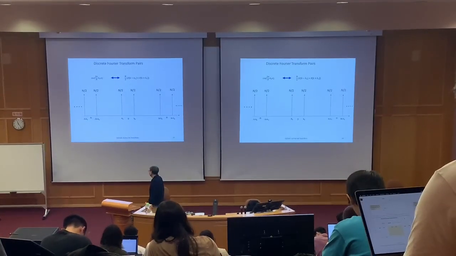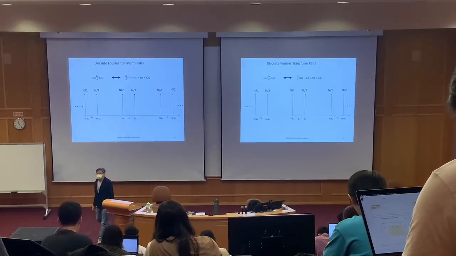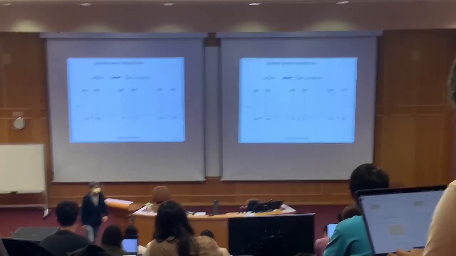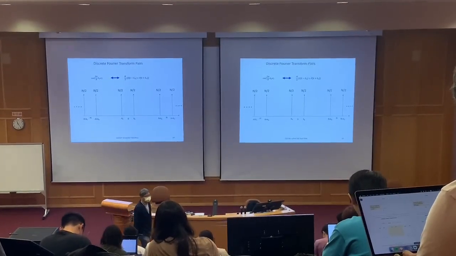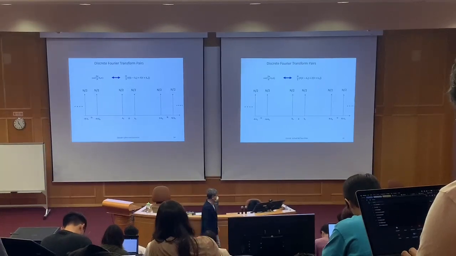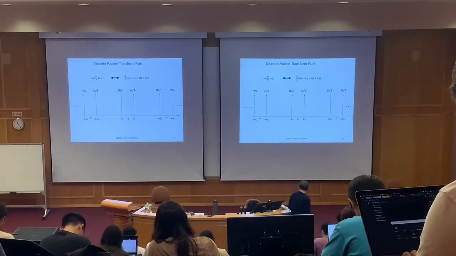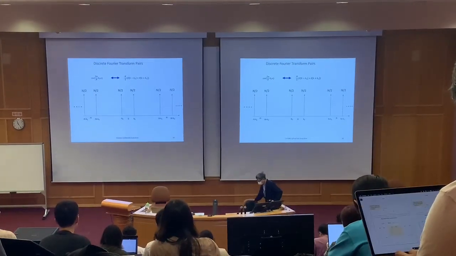Now, there's another Fourier transform pair that you need to know, and that is the sine and cosine. We do so much on sine and cosine. When you do cosine, maybe I should just draw.